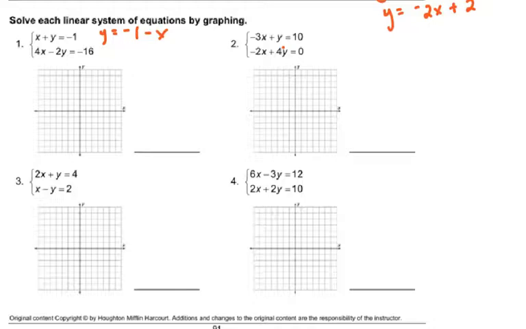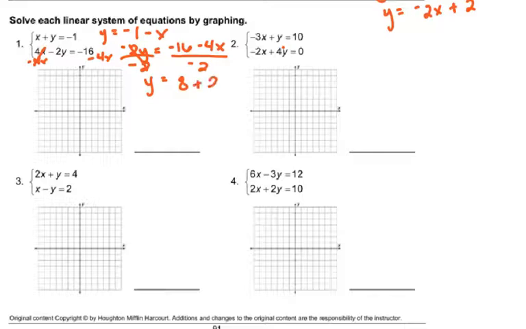And then on this one, we need to subtract 4x on both sides. So you're going to get -2y equals -16 minus 4x. Divide both sides by -2. y equals 8. -16 divided by -2 is 8. -4x divided by -2, so that's 2x. And we'll just say y equals 2x plus 8. That is the same thing, okay?